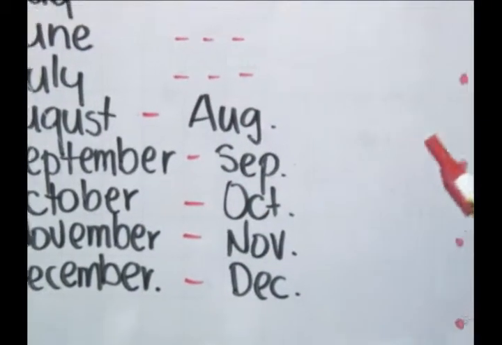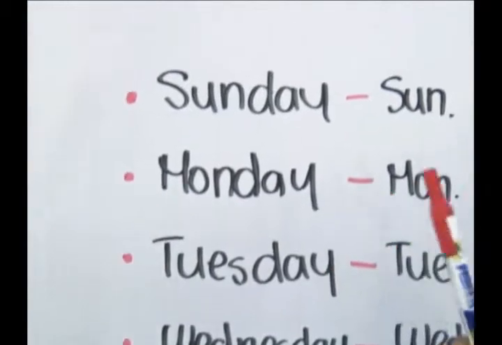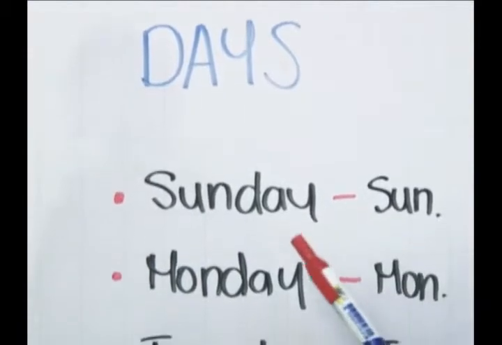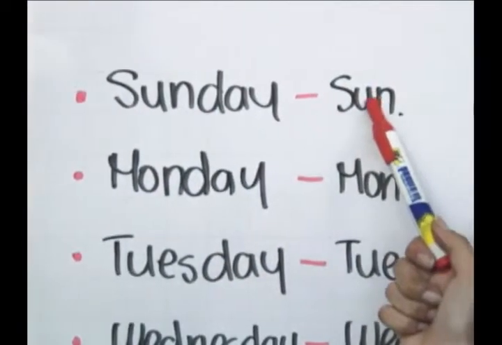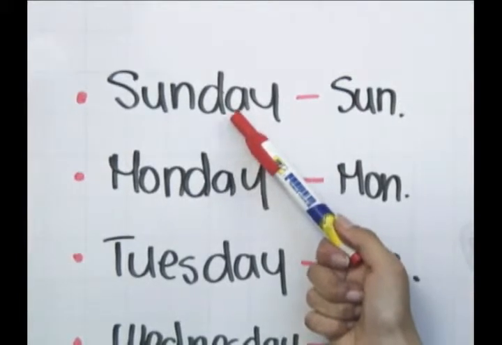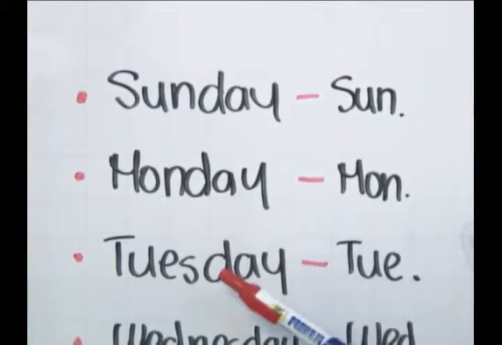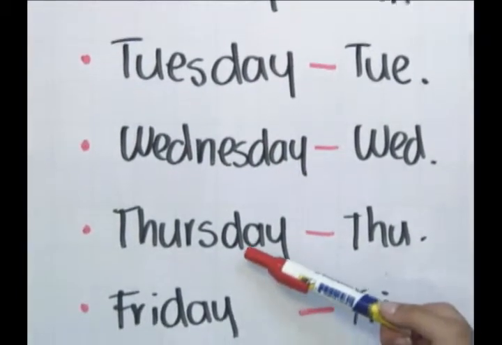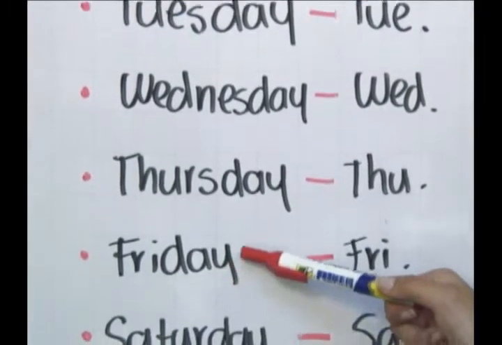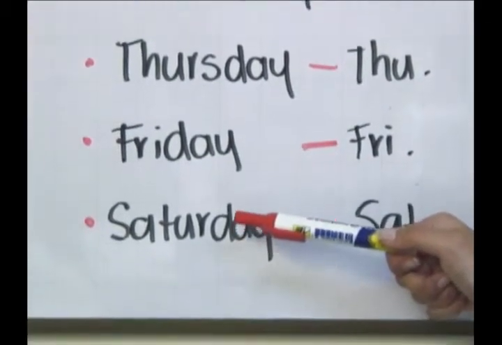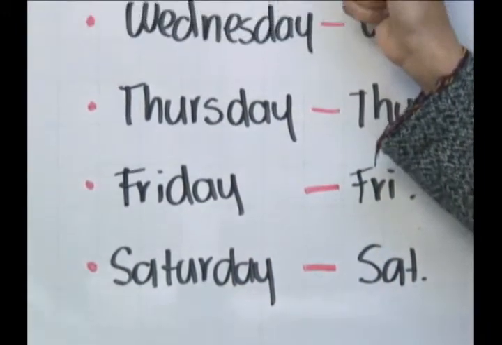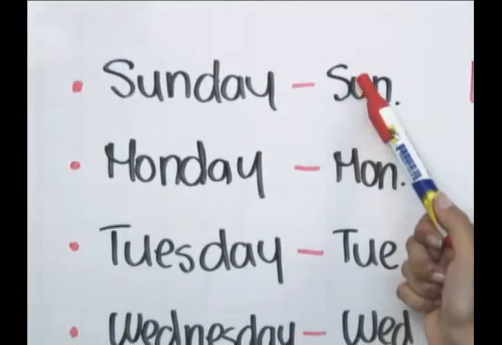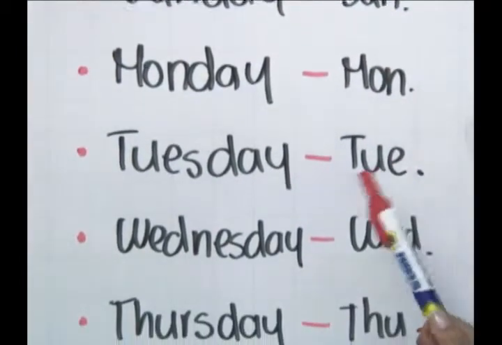Now, the days of the week. You can say the days of the week or the weekdays, and it's the same. We have the whole name and the contraction. Sunday, Monday, Tuesday, Wednesday, Thursday, Friday, and Saturday. Remember that the week in English starts on Sunday, okay? Always. And we have here the contractions. Usually we use the contractions to write.